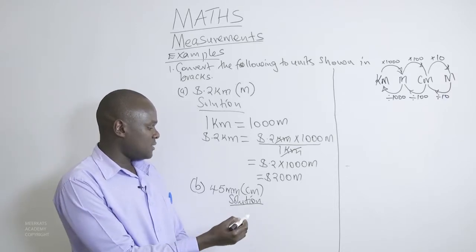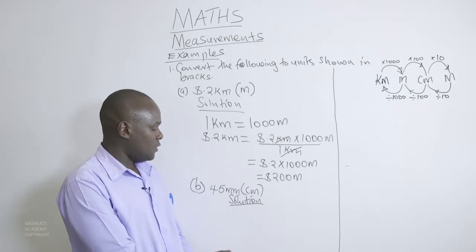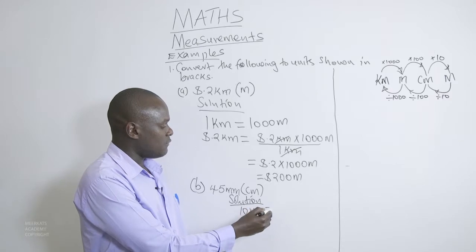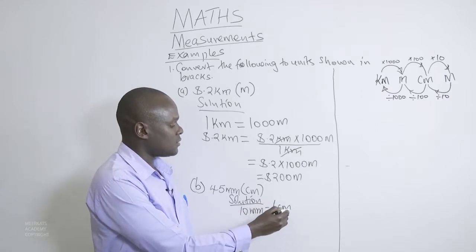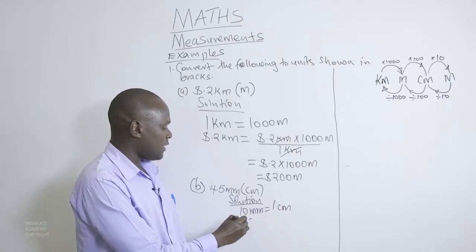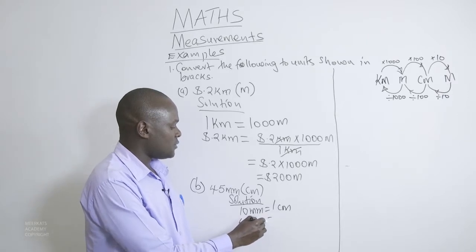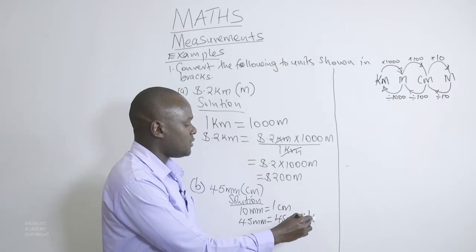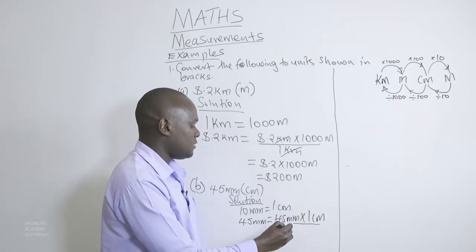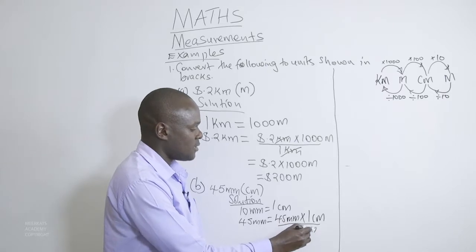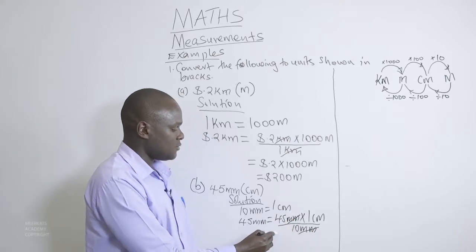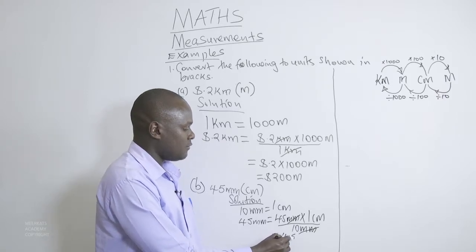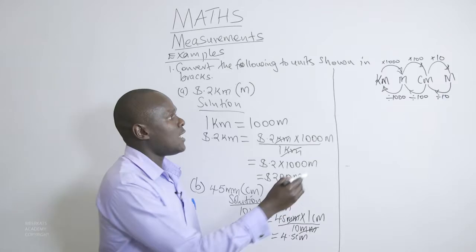how many millimeters make a centimeter? We know that 10 millimeters is equivalent to 1 centimeter. What about 45 millimeters? This will be equal to 45 millimeters multiplied by 1 centimeter divided by 10 millimeters. Millimeter and millimeter cancel. This will give us 4.5 centimeters.